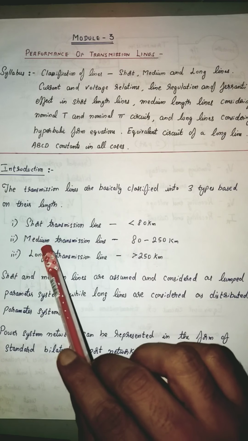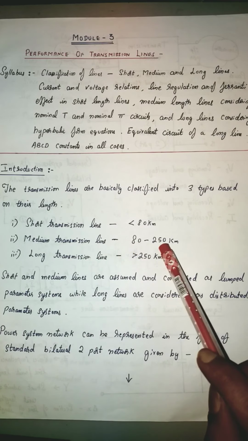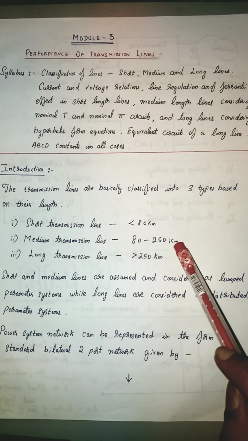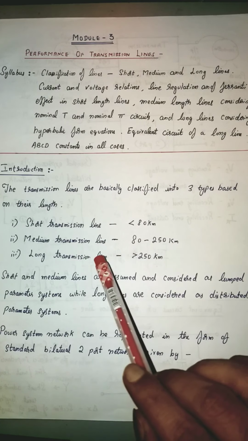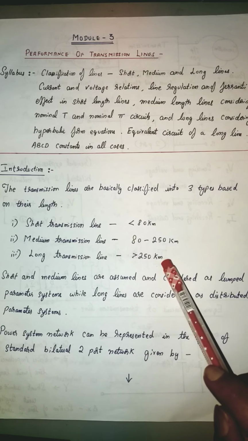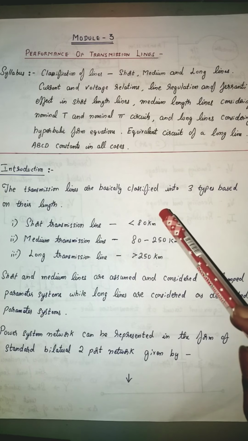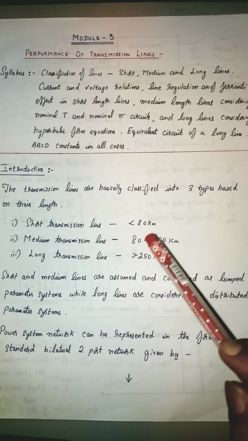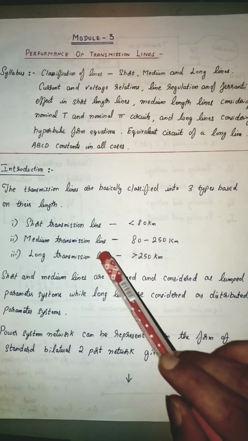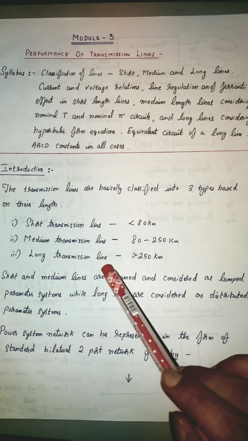Whenever the transmission line length happens to be in the range of 80 to 250 kilometers, it is called as medium transmission line. And whenever it is above or greater than 250 kilometers, it is called as long transmission line. So it's very easy. If it is less than 80, it is short line. If it is 80 to 250 range, it is medium line. If it is greater than 250 kilometer length, it is called as long transmission line.